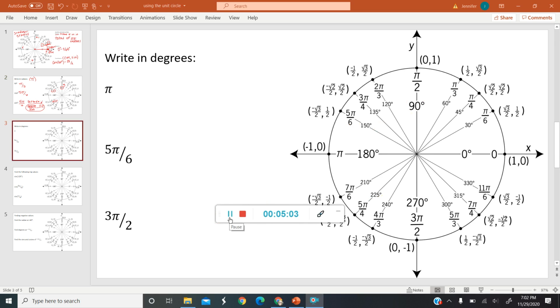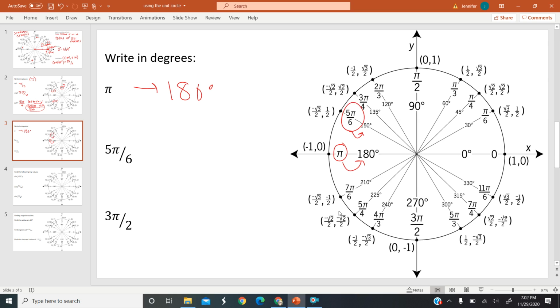Okay, this next part is really similar and equally easy. You're given the radian and you have to write it as a degree. The first one that we're given is pi. Just go to the unit circle and find where pi is and then rewrite it as whatever degree is at that point. For pi, it's at the same point on the unit circle as 180 degrees. The next one we're given is 5 pi over 6. If we look around, we find that here. And as a degree, that's 150.